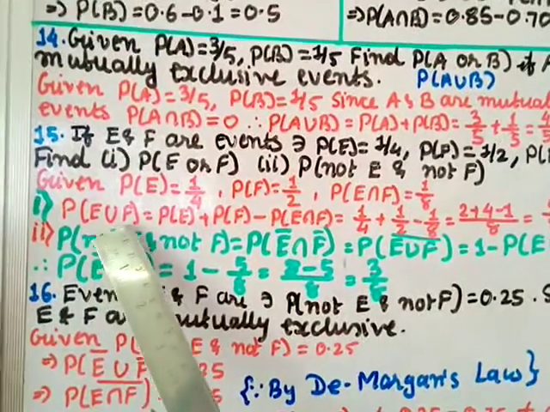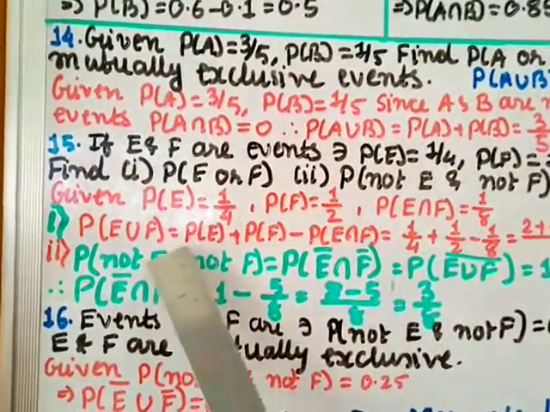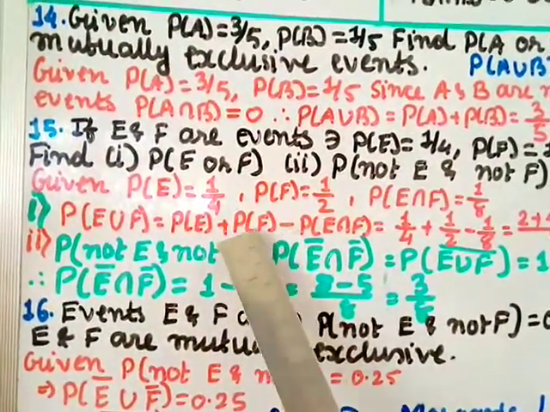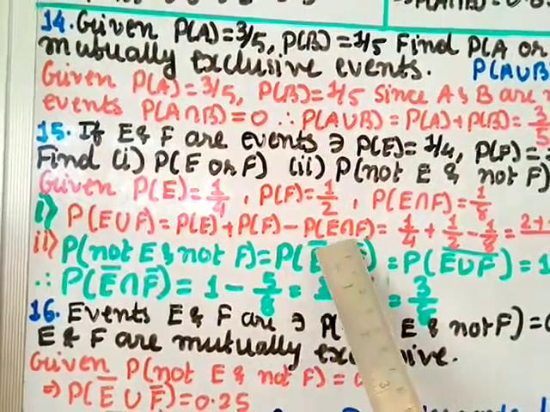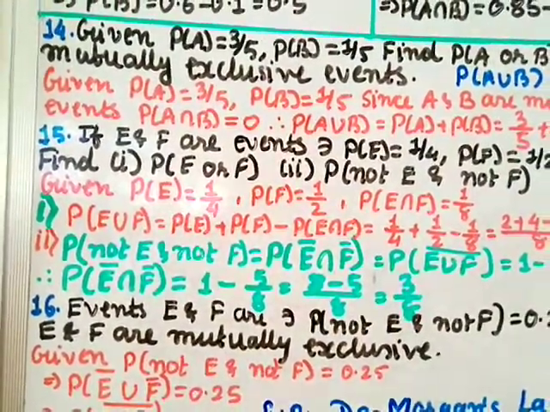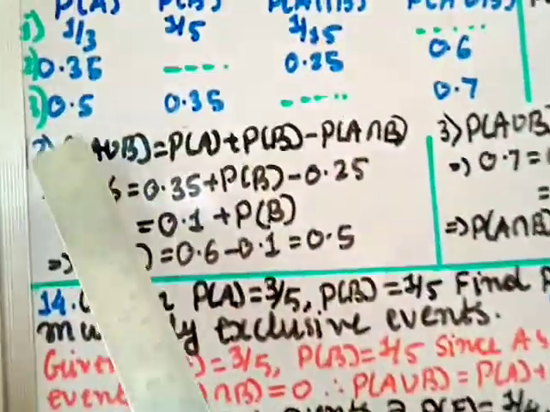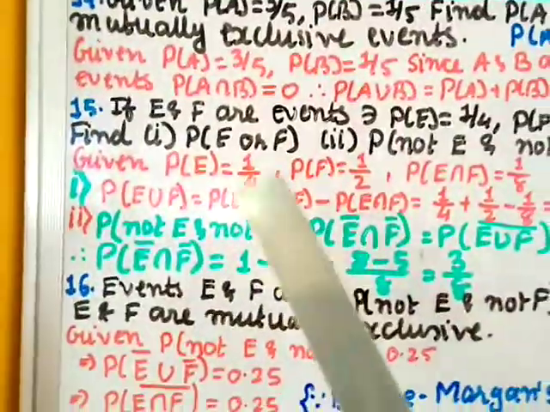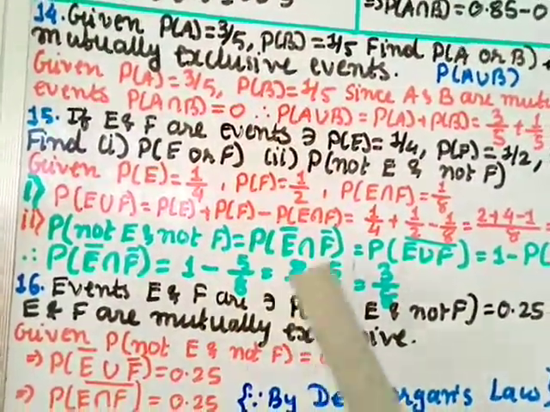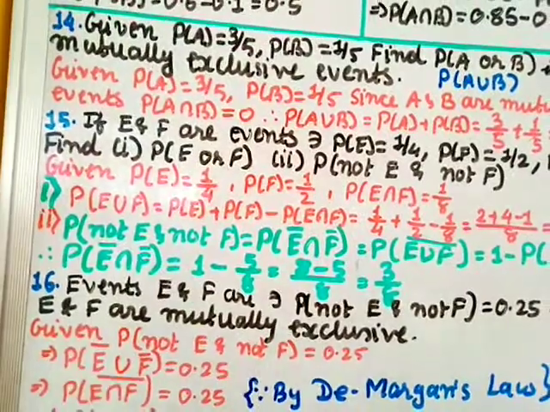So P of E union F you have to find, equal to P of E plus P of F minus P of E intersection F, the formula which we have written before. That formula I am using. It was E and B before, here it is E and F. So just keep in mind that it is E and F.